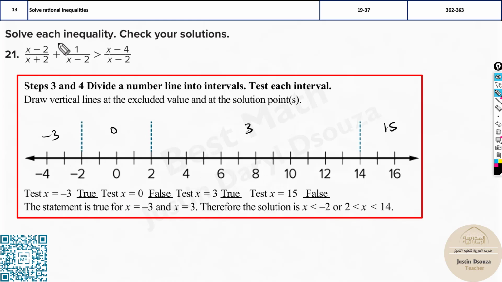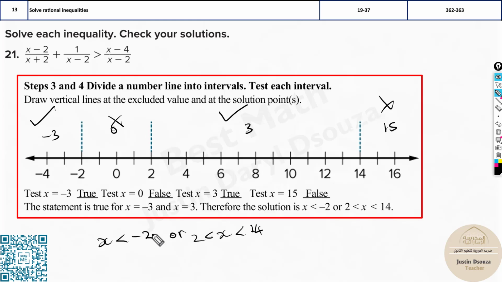Now, when you test all of this, you can test it by yourself. Put x as -3 here, then x as 0 at the left side. You get different values. It is true at this range, it is false at this range, it is true at this range, and false. So there are two answers: x is less than -2, or x is greater than 2 and less than 14. So that's that.